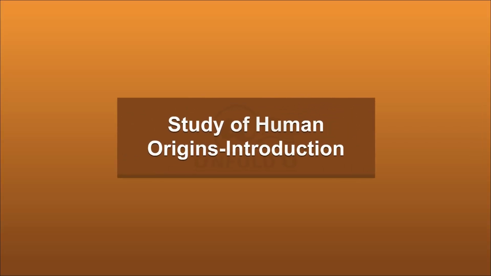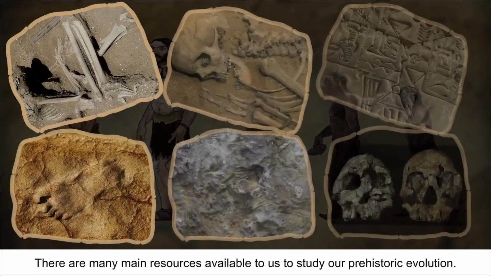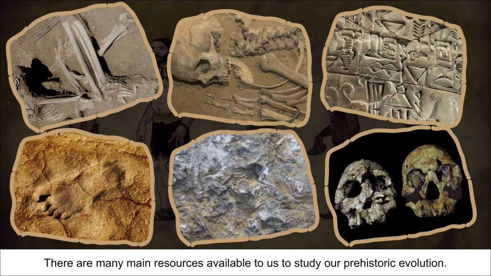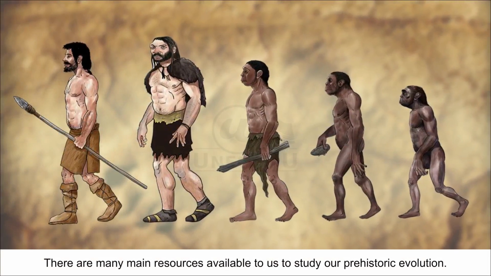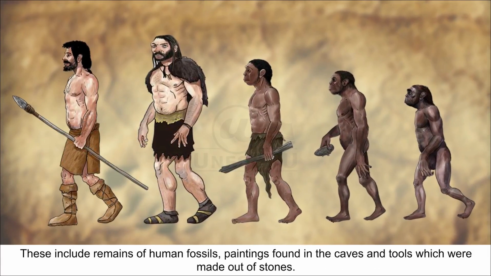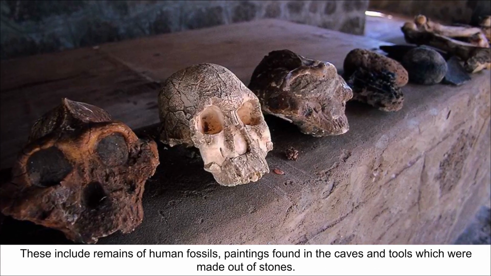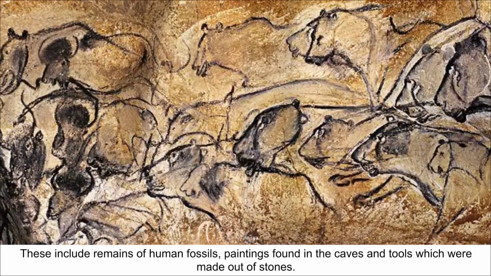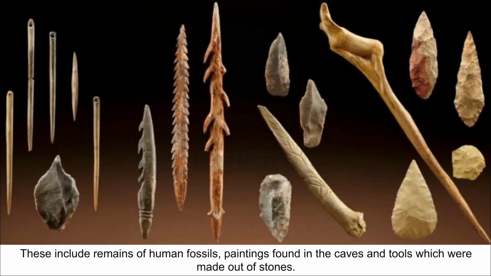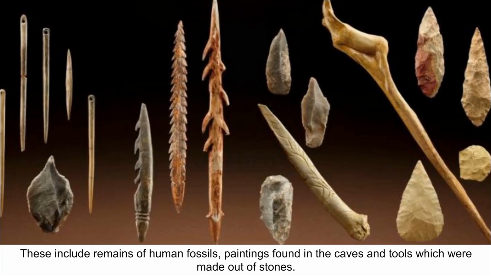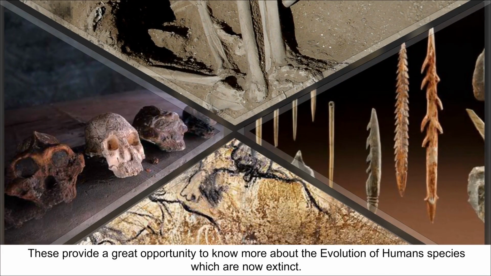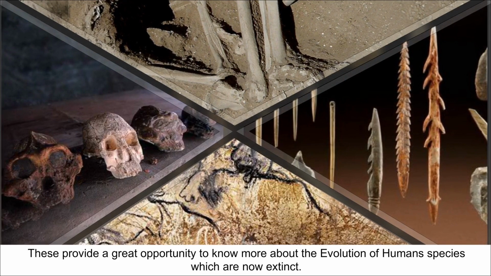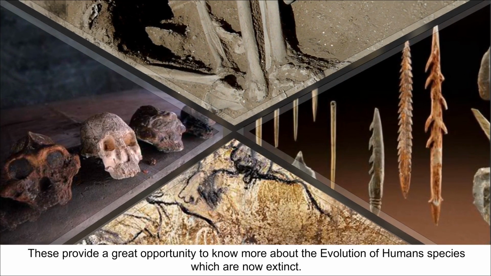Study of human origins. Introduction. There are many main resources available to us to study our prehistoric evolution. These include remains of human fossils, paintings found in the caves, and tools which were made out of stones. These provide a great opportunity to know more about the evolution of human species which are now extinct.